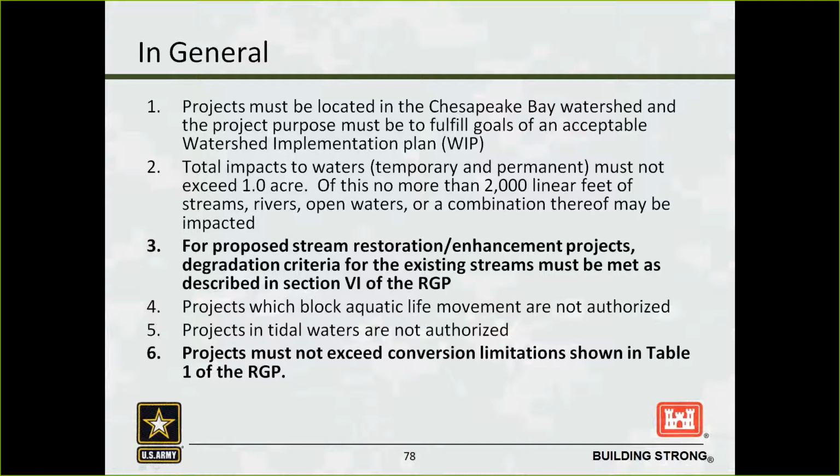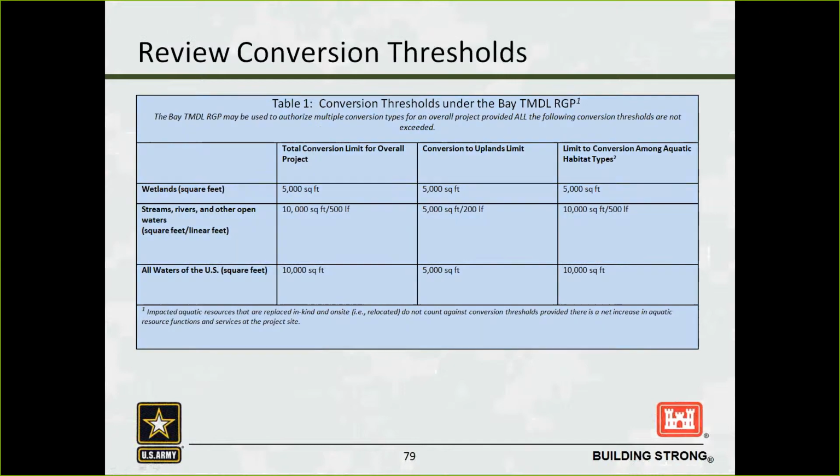Of these 6, I'm really going to focus on number 3 and number 6, so both your degradation criteria and how to determine conversion to whether you meet Table 1 of the RGP. So this is Table 1 of the RGP. Jack Denny introduced you to this table earlier. To summarize, the RGP authorizes minimal conversion of non-tidal waters to uplands and among aquatic resource types for Bay TMDL projects which provide functional lift.